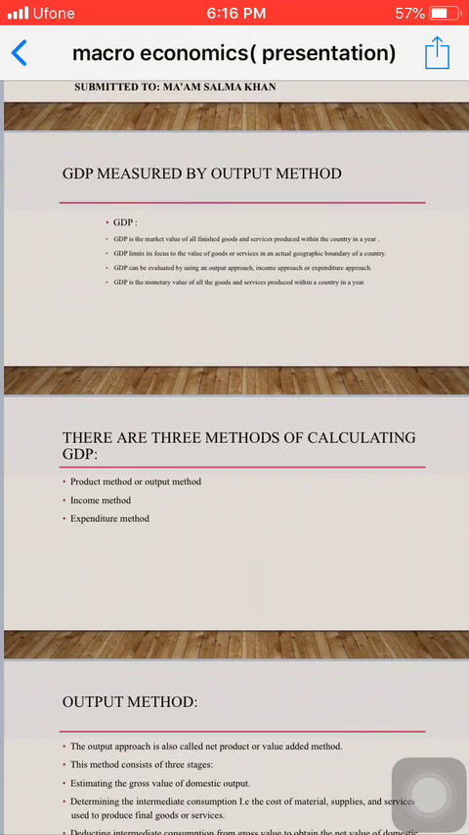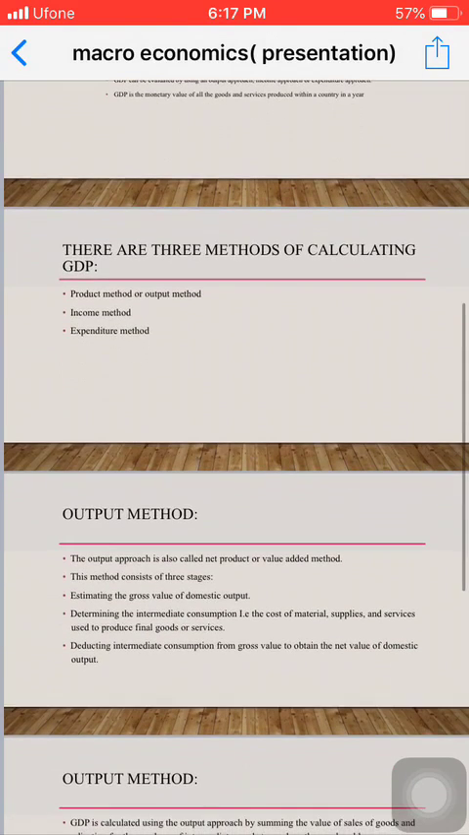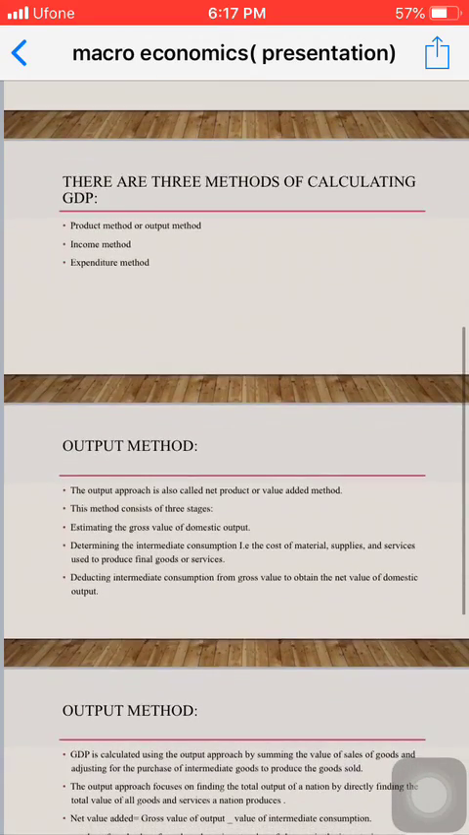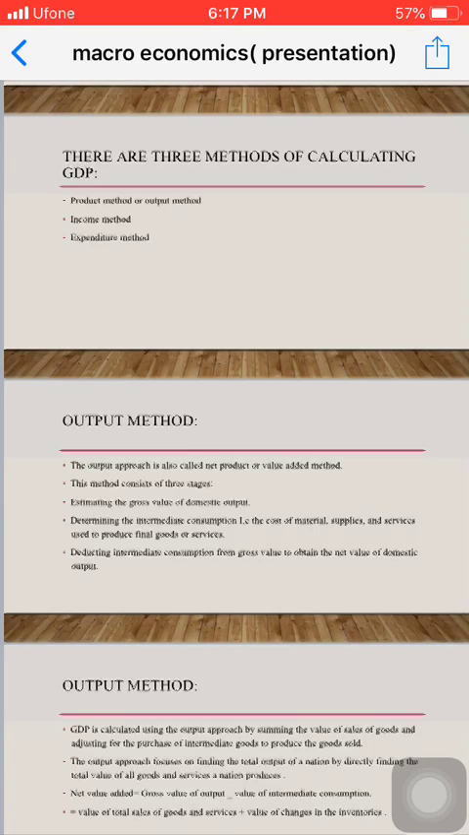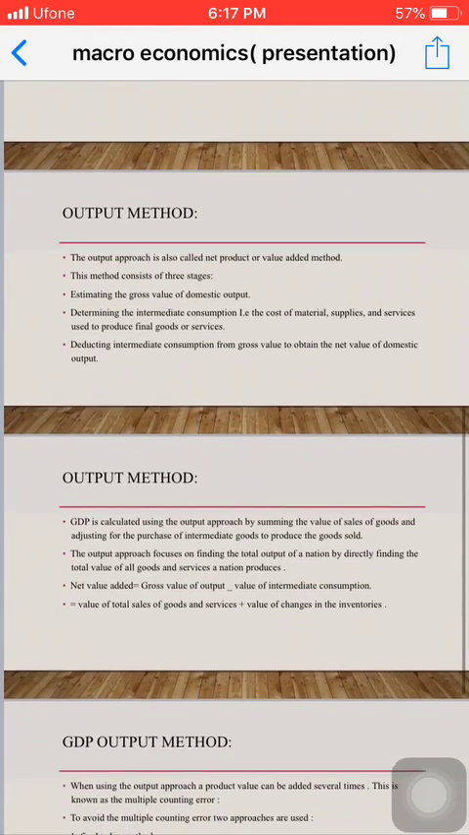production takes place. Over time, GDP has become the standard metric used in national income reporting, and most national income reporting and country comparisons are conducted using GDP. There are three methods of calculating GDP. Number one is the product method or output method, second is the income method, and the third one is the expenditure method.